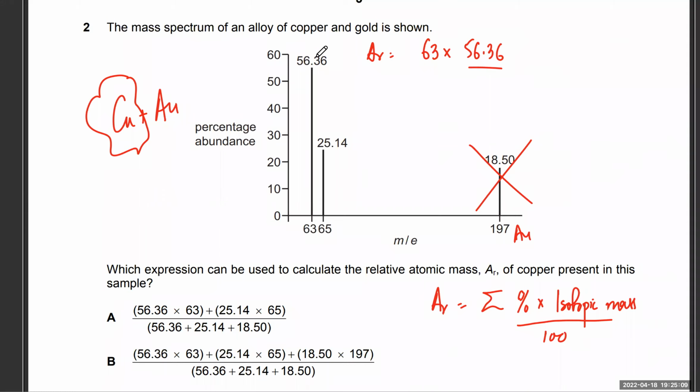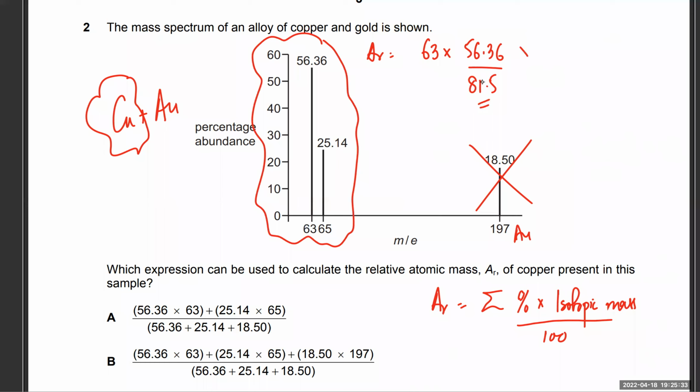So that is 56.36 plus 25.14, which is 81.5. Make sure, because remember, the percentage must be of copper only. It should not include gold in it, so you would have to exclude that. So the fractional percentage would be 56.36 out of the total percentage, which is 81.5.